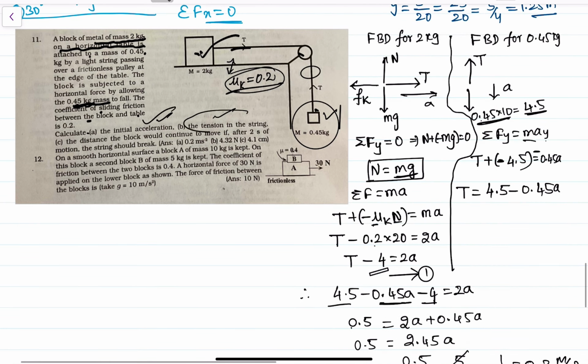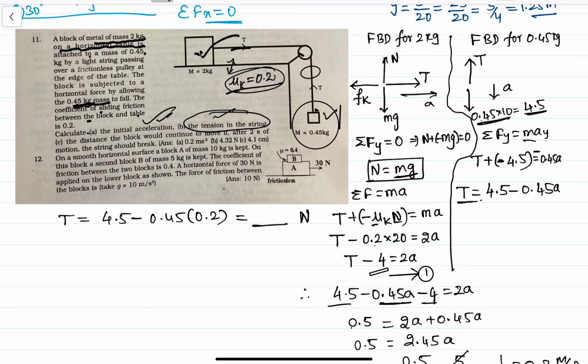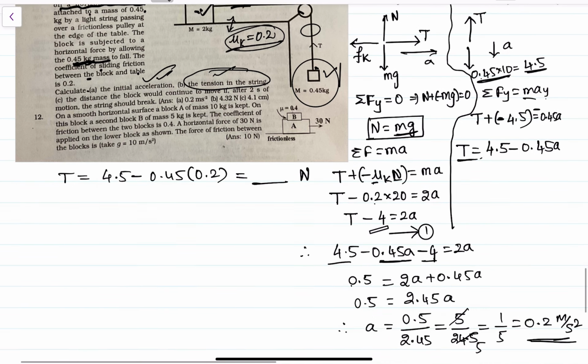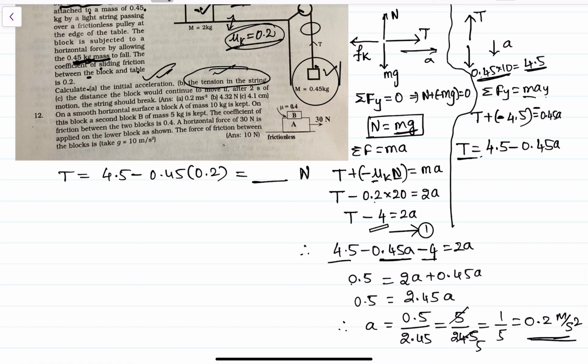Okay, now the tension in the string. Tension in the string is equal to, substitute here, tension T is equal to 4.5 minus 0.45 into acceleration. By calculating this, you will get the answer for tension. Next, the third case is the distance the block would continue to move if after 2 seconds of motion the string should break.